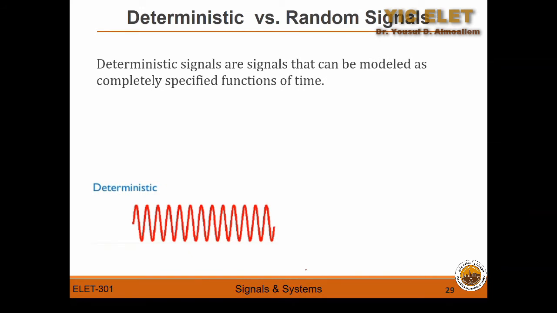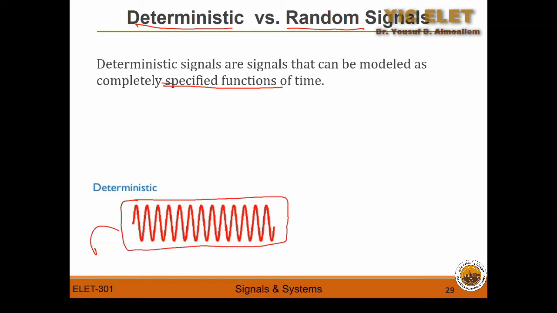One of the other characteristics that we can use to characterize the signals is whether it is deterministic or a random signal. Deterministic signals are signals that can be modeled as completely specified functions. We can move from a certain plot into an expression, like for instance in this case, x of t is equal to sine of omega t. So we could model this plot into the behavior of a well-known function.